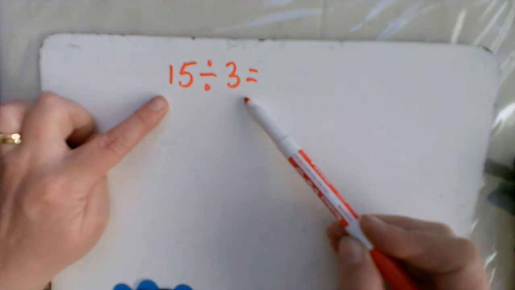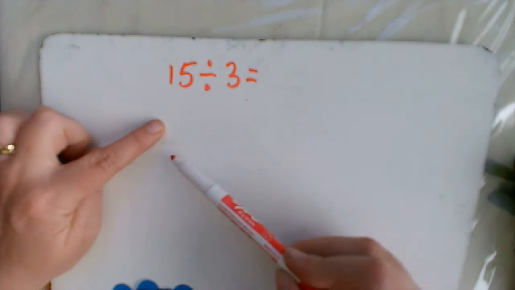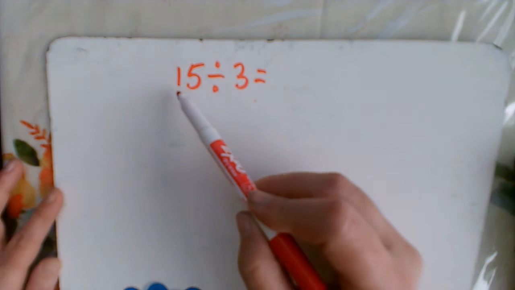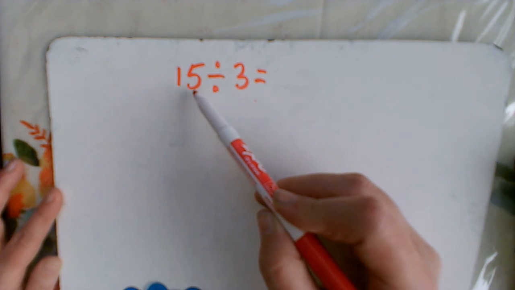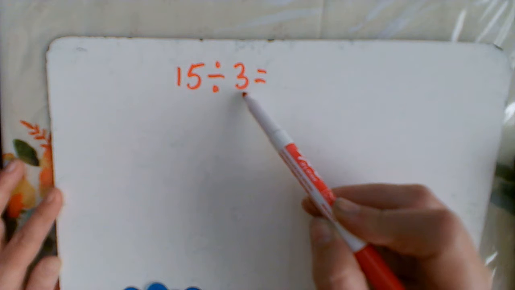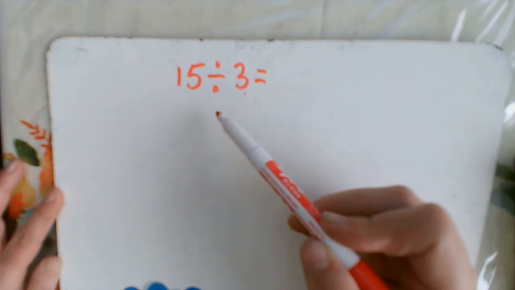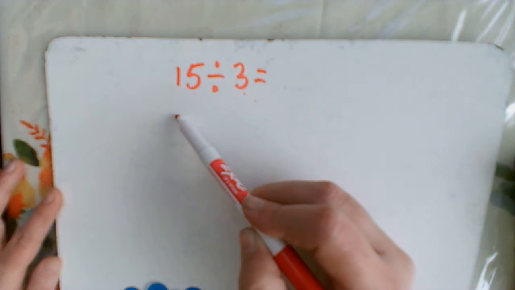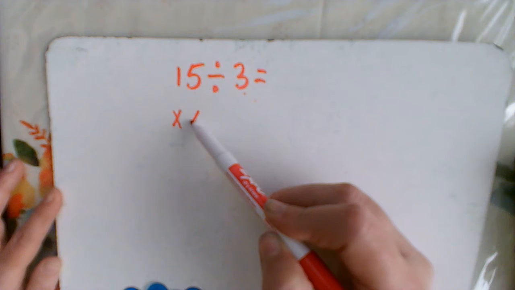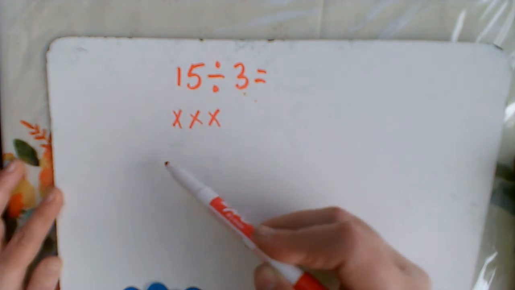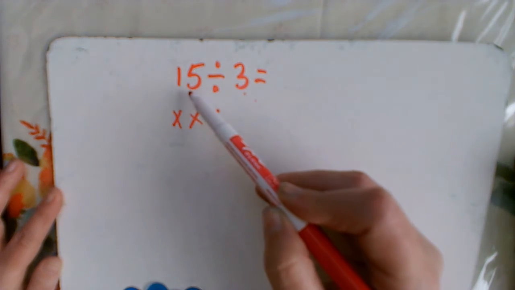So on your worksheet today, you are going to see equations like this, and it asks you to draw an array underneath. So let me show you how to do that. I'm going to be starting with 15, and this can be groups of 3 or rows of 3. I find it easiest to make groups of 3, so I'm just going to go 1, 2, 3. And I need to keep doing that until I have a total of 15.